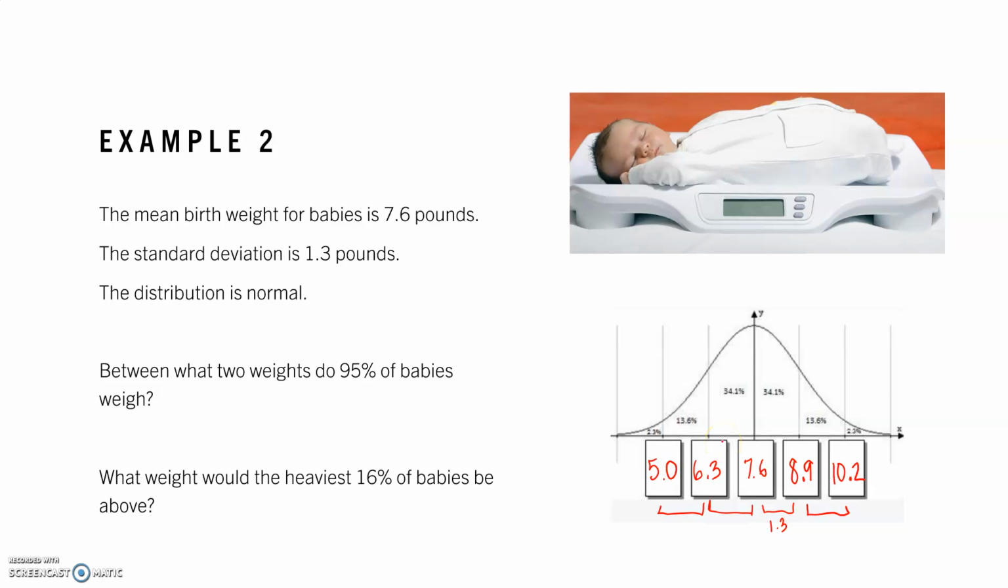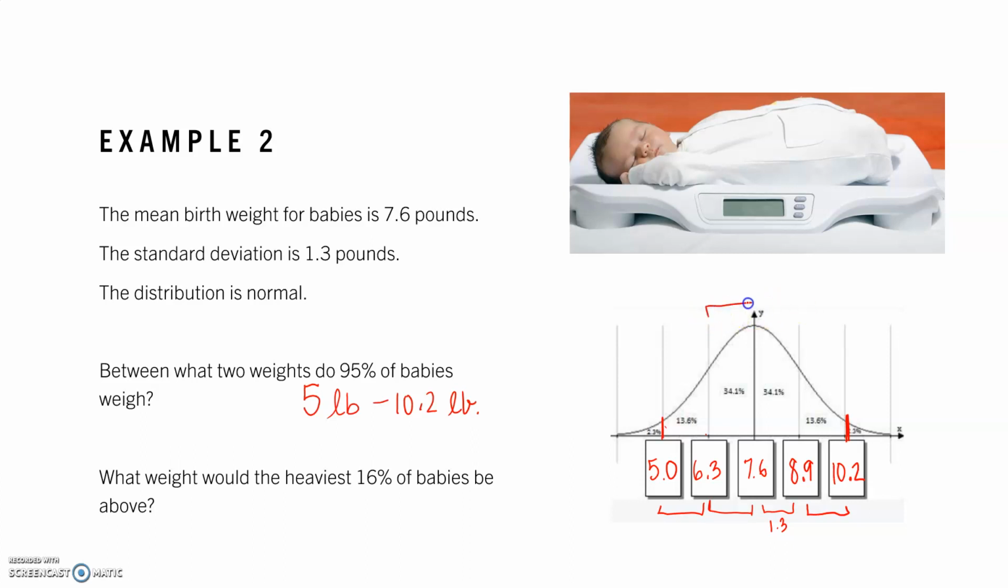Okay. So between what two weights do 95% of babies weigh? So we have 1 standard deviation, 2 standard deviations. So between 5 and 10.2, 95% of all babies are between 5 pounds and 10.2 pounds. What weight would the heaviest 16% of babies be above?